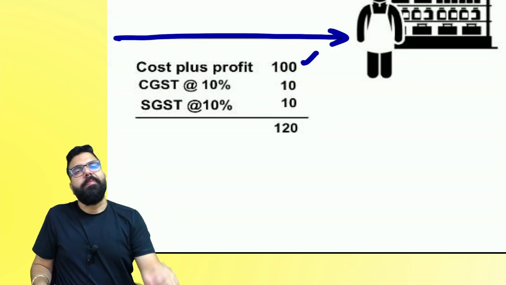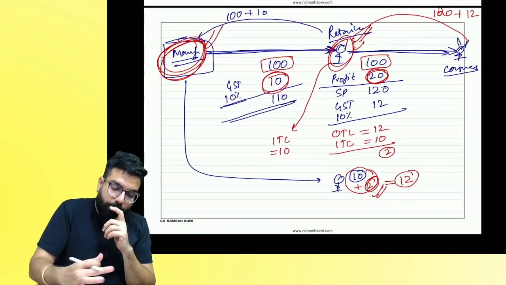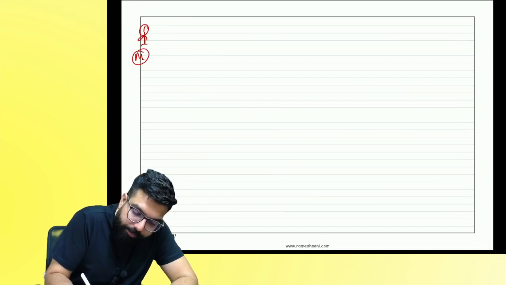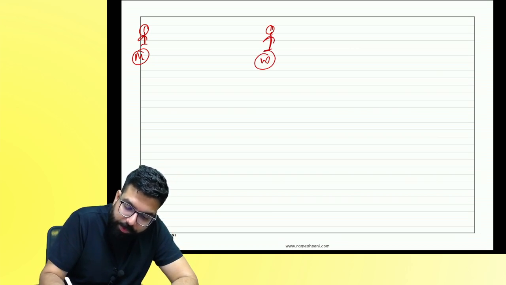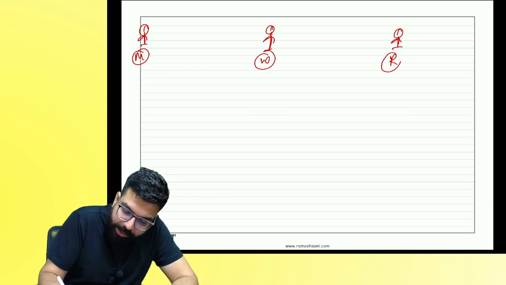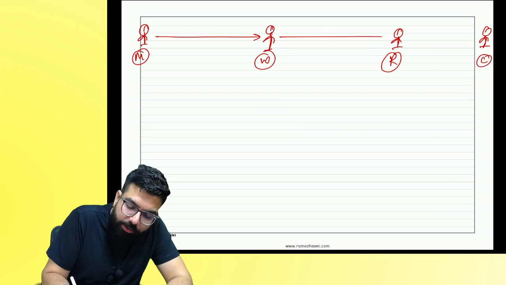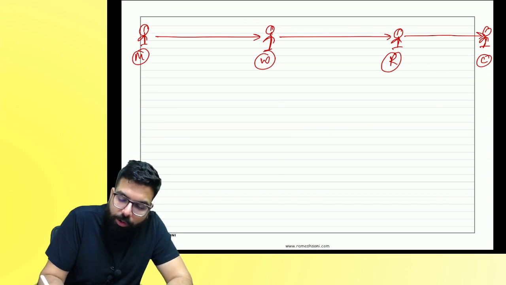Okay. I will draw and explain. That I'll talk about a little later. This is one manufacturer. This is one wholesaler. This is one retailer. And this is one consumer. Okay, everyone? He sold the goods to him. He sold the goods to him. He sold the goods to him.